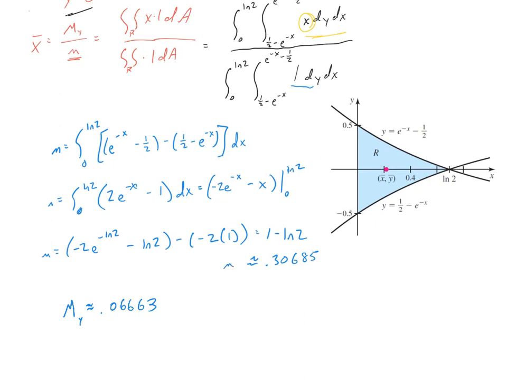Okay. So now our last step here is x bar is equal to m sub y over the mass. And that is approximately, let me write in my values here, 0.06663 divided by 0.30685, and that is approximately 0.2161. Okay, so the coordinates of the centroid are 0.2161 on the x-axis and 0 on the y, and that gives me the coordinates of that point right there, the center of mass of that kind of triangular shaped region.